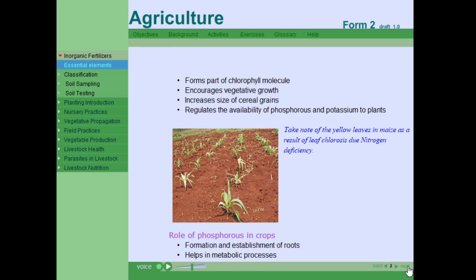Roles of nitrogen in crops: helps in protein formation, forms part of chlorophyll molecule, encourages vegetative growth, increases size of cereal grain, and regulates the availability of phosphorus and potassium to plants. Take note of the yellow leaves in maize as a result of leaf chlorosis due to nitrogen deficiency.